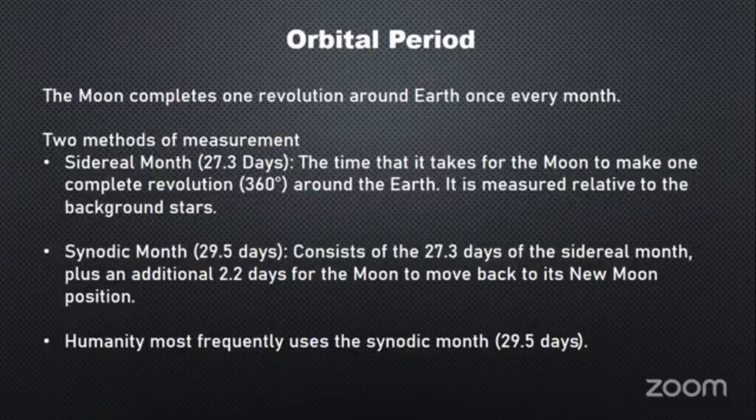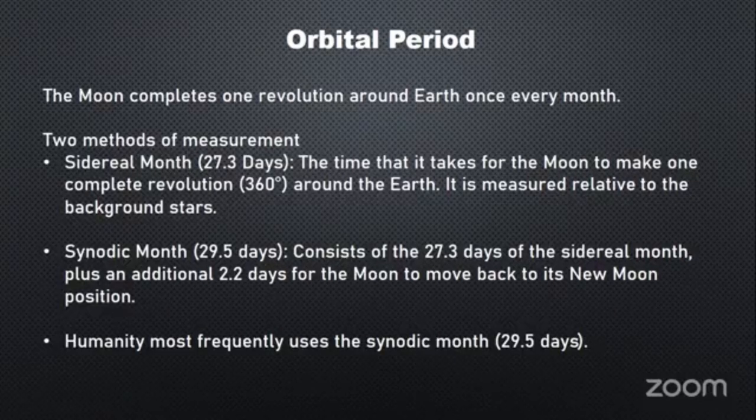So how about the orbital period? The moon completes one revolution around Earth once every month. Now there are two methods of measurement. We have the sidereal month, which is about 27.3 days. This is the time it takes the moon to make one complete revolution, that is 360 degrees around the Earth. It is measured relative to the background stars.